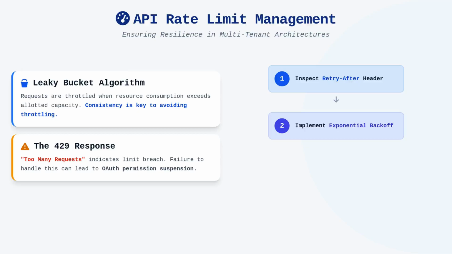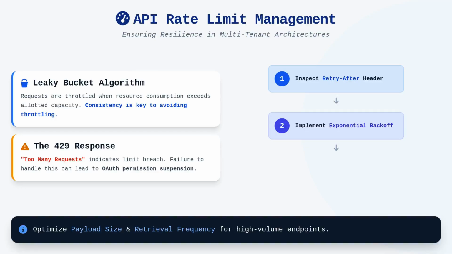Ignoring or failing to implement these retries can lead to degraded service performance or, in extreme cases, the suspension of your OAuth client permissions. Beyond mere rate limiting, you must also be mindful of the payload size and the frequency of data retrieval, especially when querying high-volume endpoints like interaction detail records. Proper pagination is essential here, as attempting to pull large datasets in a single request will almost certainly trigger throttle limits and result in incomplete data synchronization.